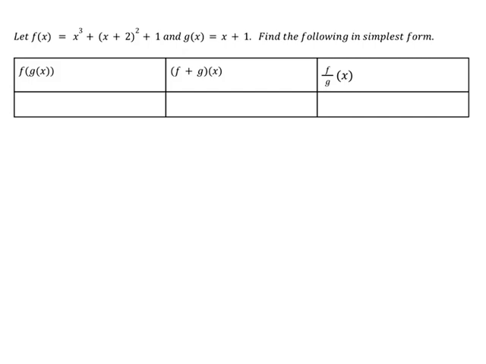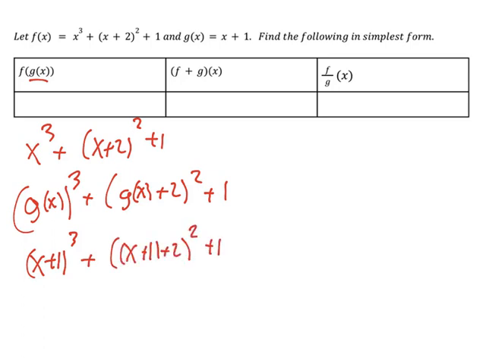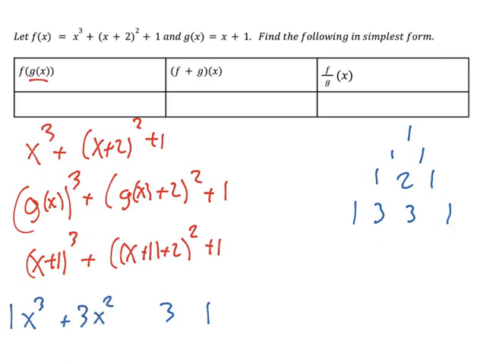Okay, now we got some composition of functions. This is where you're going to take f of x. We'll start with f of x. And everywhere that we see an x in f of x, we're going to now put g of x. So I have g of x cubed plus g of x plus 2 squared plus 1. Well, now I can actually input what g of x is. It's x plus 1. X plus 1 there. Don't forget to add that 2 before you square it. And then we go. Remember Pascal's triangle? We'll use these rows. 1, 3, 3, 1. I got 1x cubed plus 3x squared plus 3x plus 1 for this first distribution.